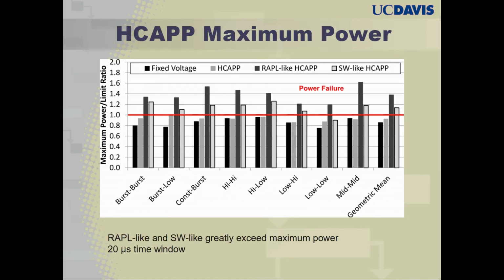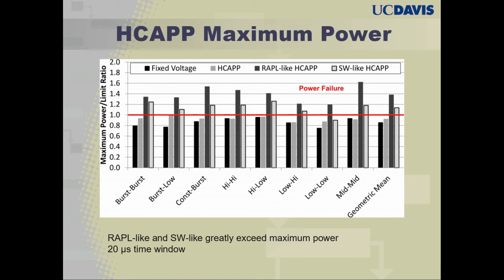So first there's the maximum power. How did they all do? Because if you don't hold the power limit, then the system will fail, as indicated by this red line. As we can see, the RAPL-like and software-like greatly exceed the power limit over this 20 microsecond time window. And across the bottom, there's the definition of all the different benchmark combinations. The CPU and GPU obviously have power characteristics, and the accelerator is more of an analytical model. We just gave it a fixed amount of work. But as you can see, HCAPP doesn't exceed it, whereas RAPL-like and software-like do.